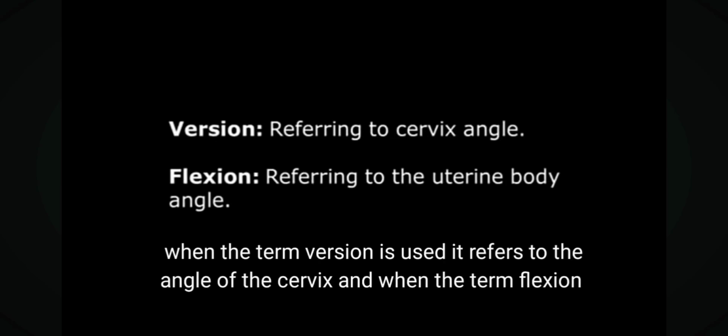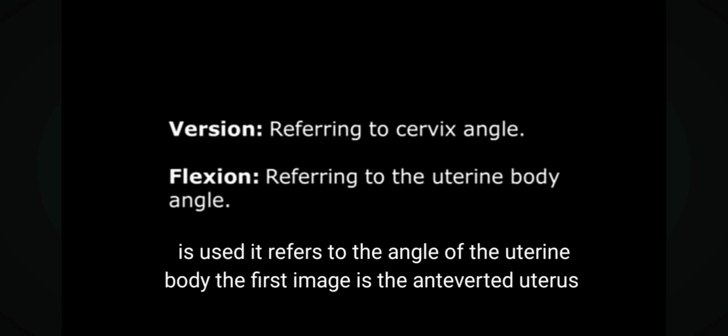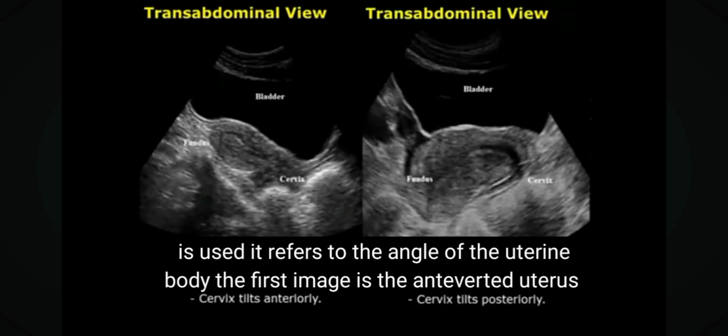When the term version is used, it refers to the angle of the cervix, and when the term flexion is used, it refers to the angle of the uterine body. The first image is the anteverted uterus.